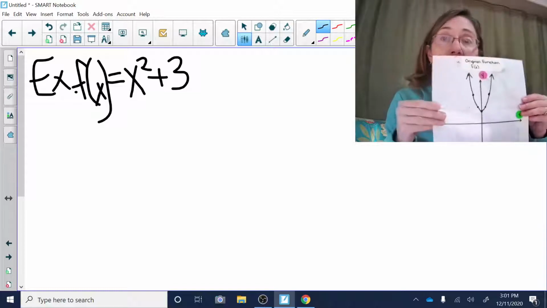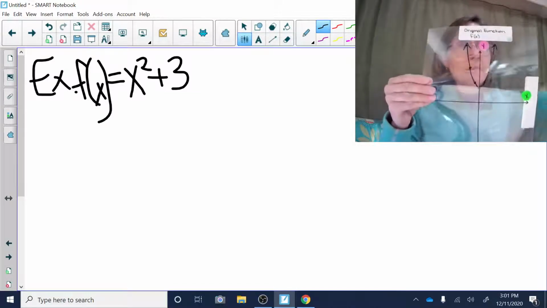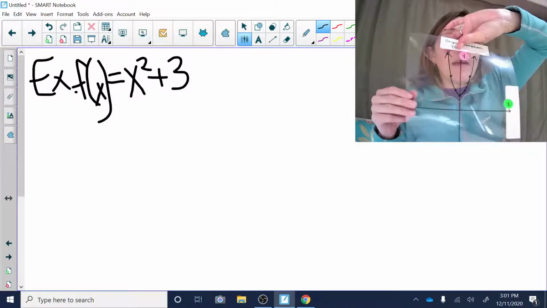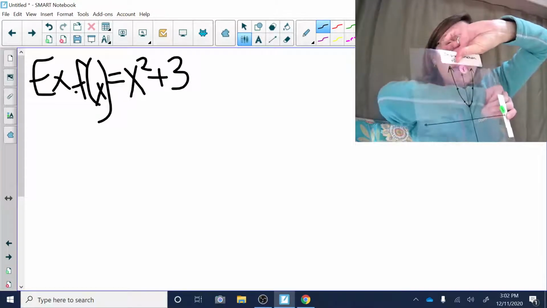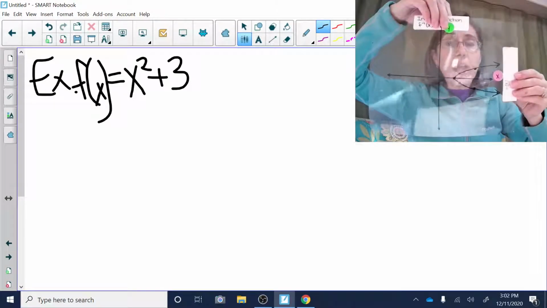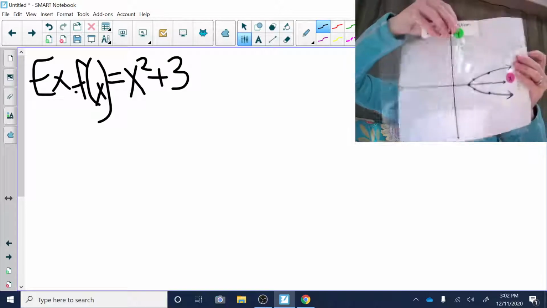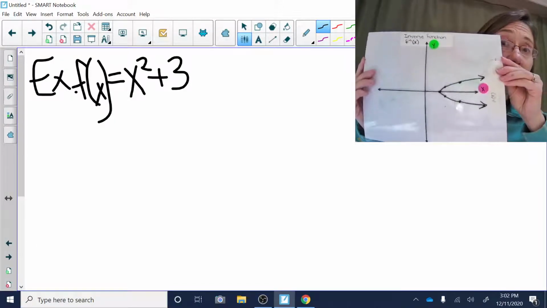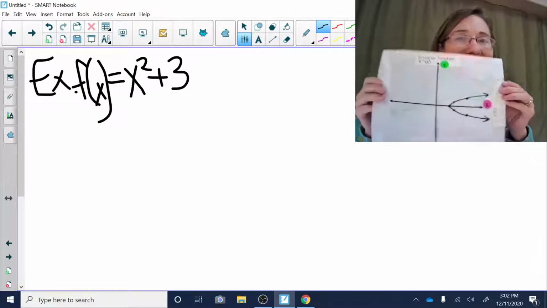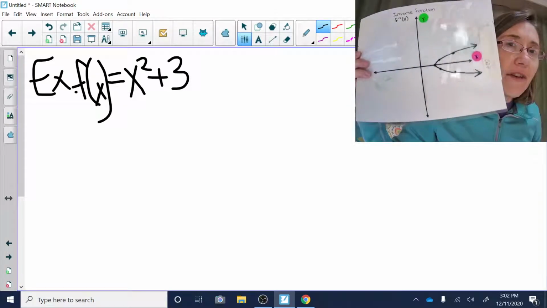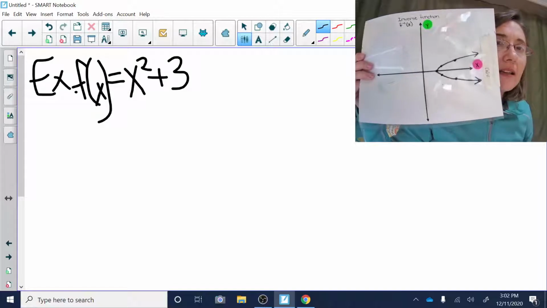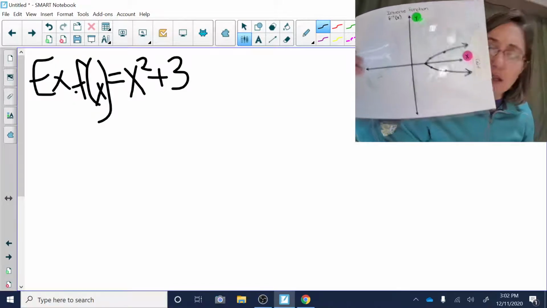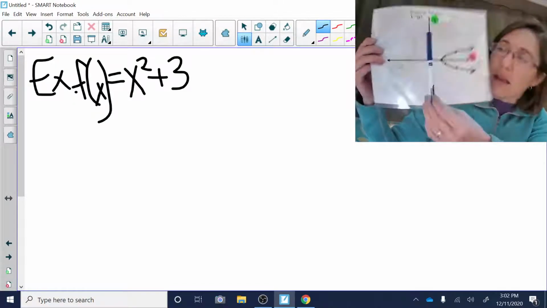So the inverse, let's see what the inverse of this is going to look like. My y's are going to become my x's, and my x's are going to become my y's. So I'm going to flip it over like this. So here, so you can see it better. This is what my inverse would look like. Now, is this a function? Can I call this the inverse function? Well, let's check and see.